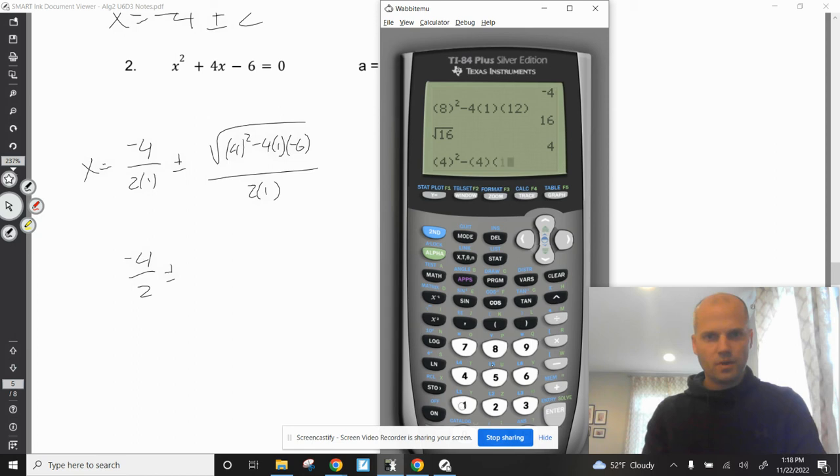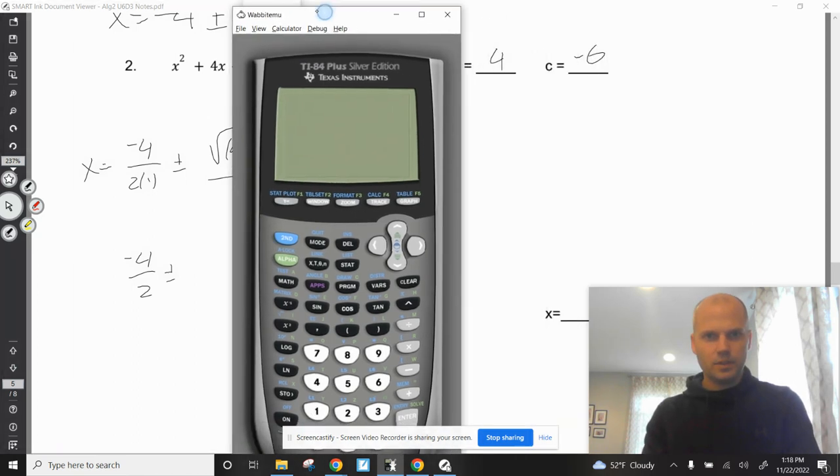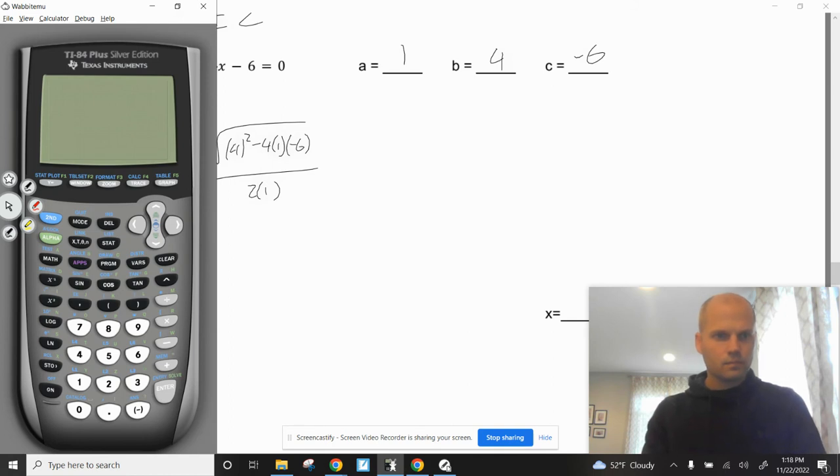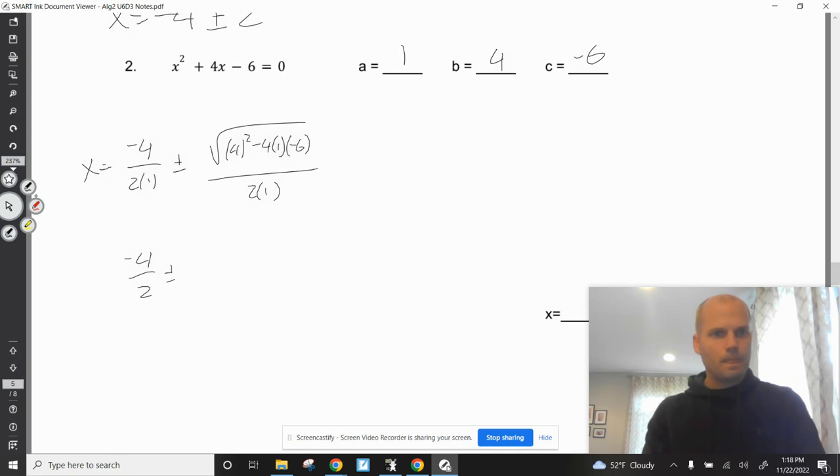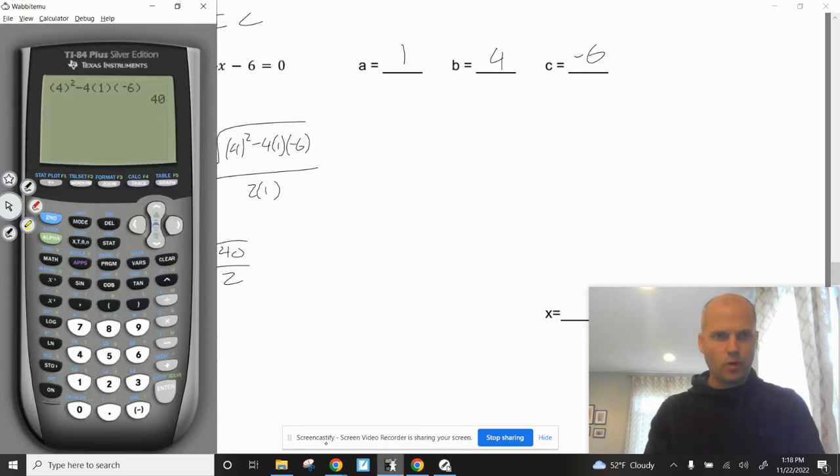If I have parentheses around that, it's no big deal. If I don't, it's no big deal. That's 4 squared minus 4 times 1 times negative 6, which gives 40, over 2. You have to simplify root 40.